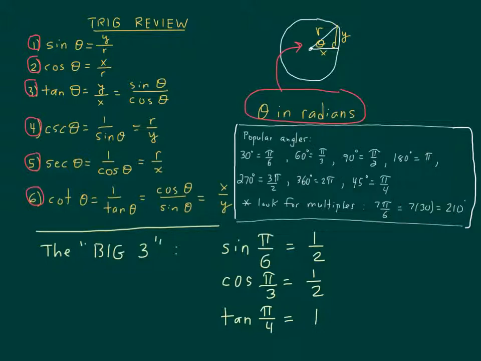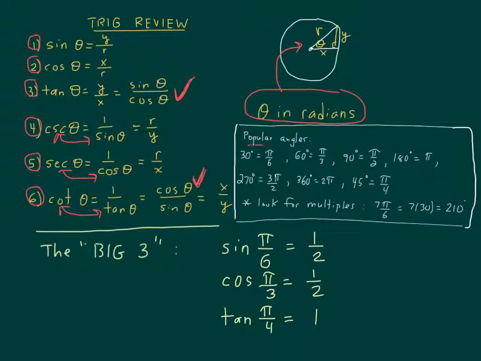Tangent, you need to know that is sine over cosine. And then we have our reciprocal trig functions. You have to know that cosecant is paired with sine, secant is paired with cosine, and cotangent is paired with tangent. So these are reciprocals, and you need to be aware of that. So if sine over cosine is tangent, then cosine over sine would be cotangent. So you have to know those 6 basic functions.